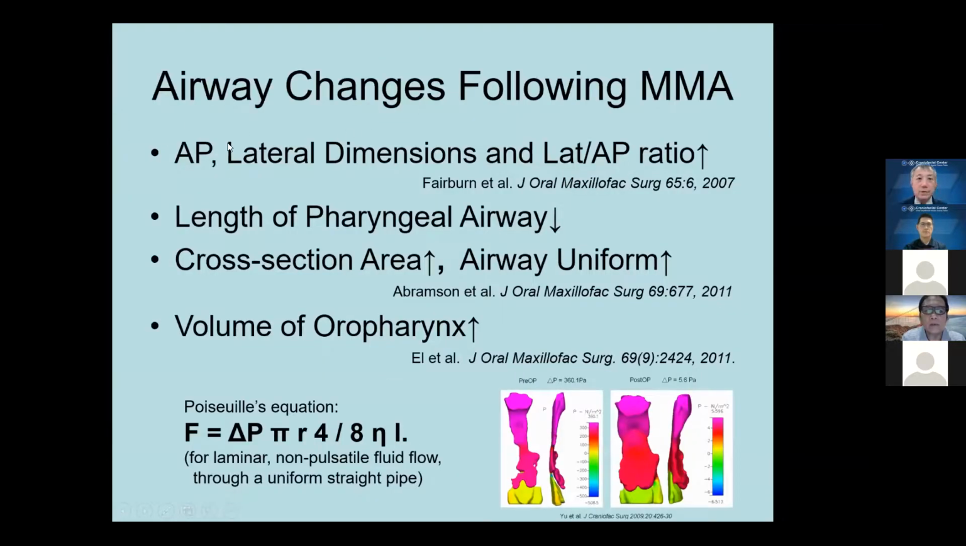So after surgery, the AP lateral dimension increased, but the length of the pharyngeal airway decreased. But that is good, because by the law, the airway resistance is related to the airway dimension by the fourth power, and to the airway length. If the length is smaller, then the airway resistance can be decreased.